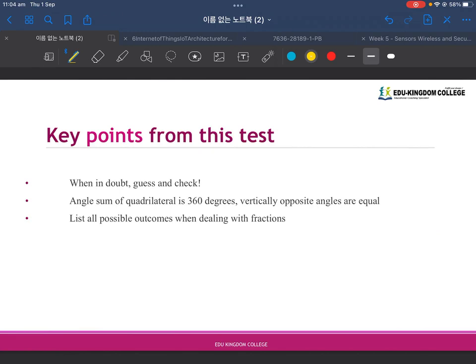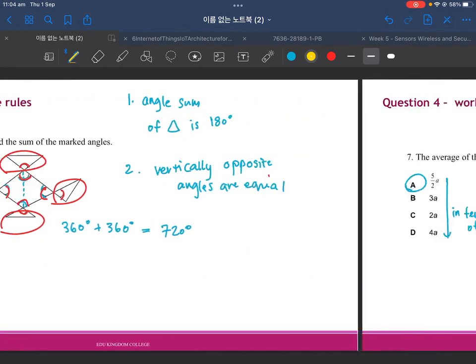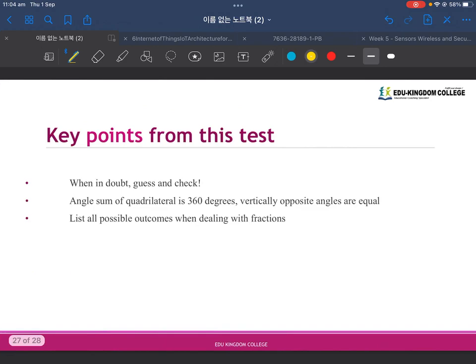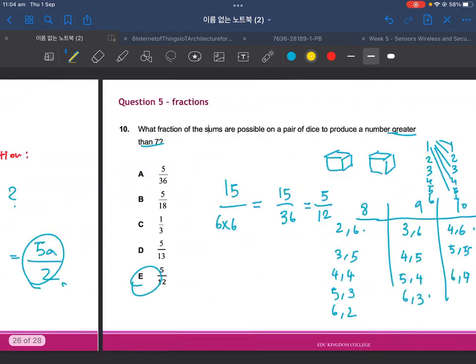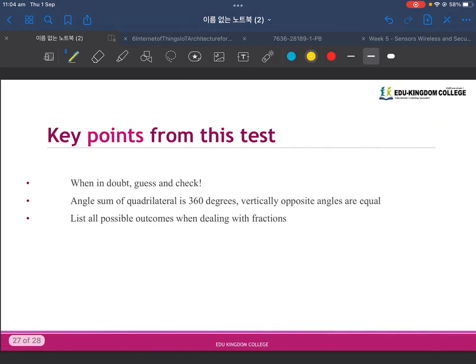Point number 2, the angle sum of a quadrilateral is 360 degrees and vertically opposite angles are equal. Okay, and I'm sure you guys know that's from question number 3. Write that down if you need to, it's quite important. And point number 3, list all possible outcomes when dealing with fractions, and obviously that's from question number 5. As we did, you might be a bit meticulous, but if you can't do it in your head, it's actually a lot better to write it out, okay? And I'd strongly recommend writing it out first.